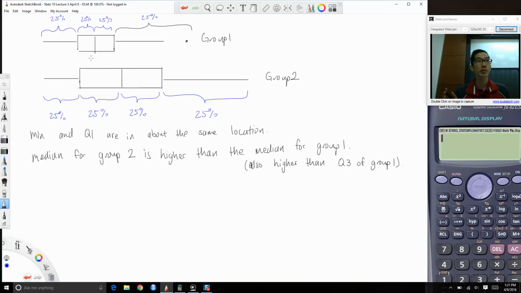Okay, is that okay with box plots? Any questions or issues there?